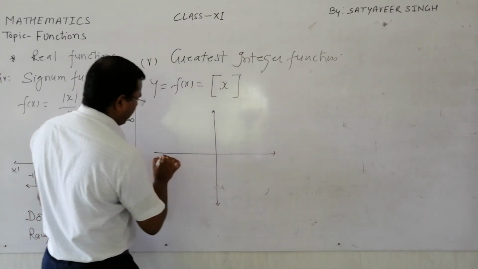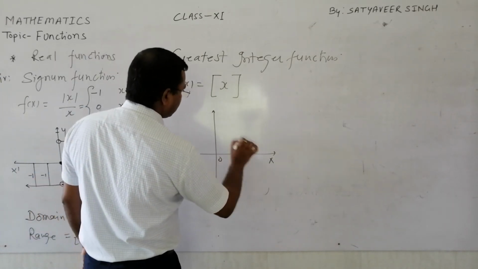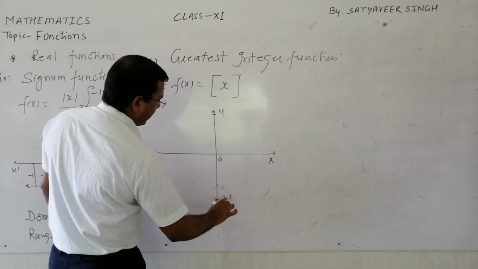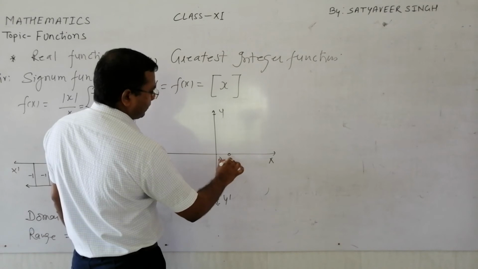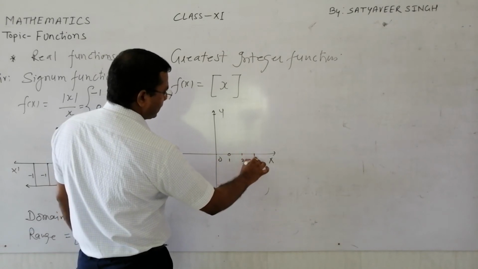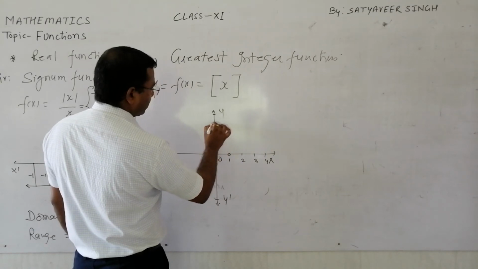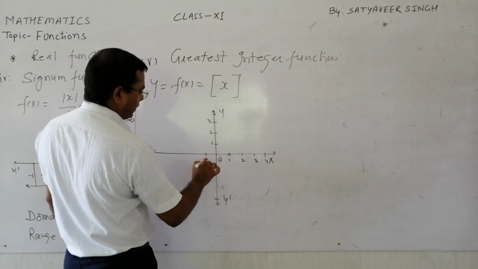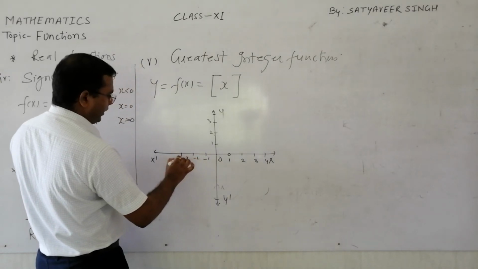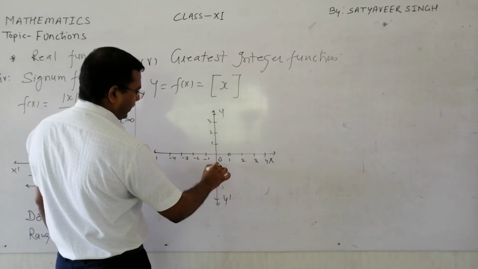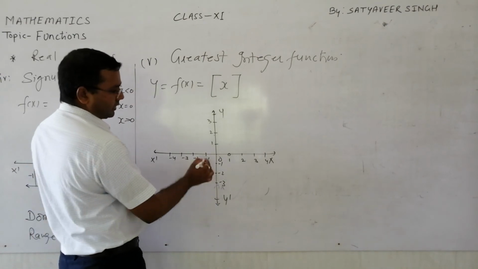See the graph of the greatest integer function, it goes like this. Suppose it is 1, 2, 3, 4, here it is 1, 2 and 3, and here it is -1, -2, -3 and -4. Here it is -1, -2 and -3. See, the graph is something like this.